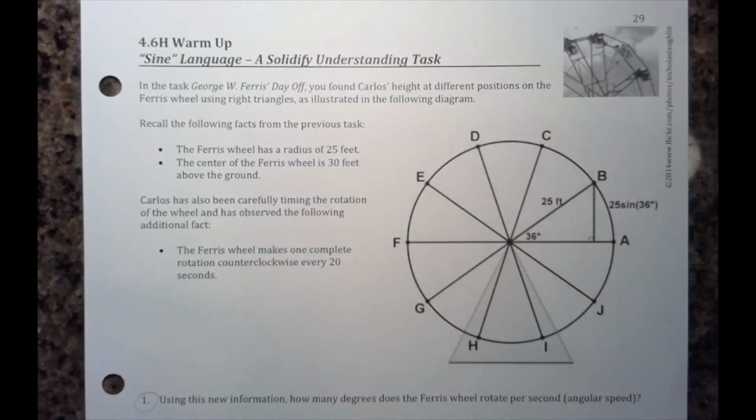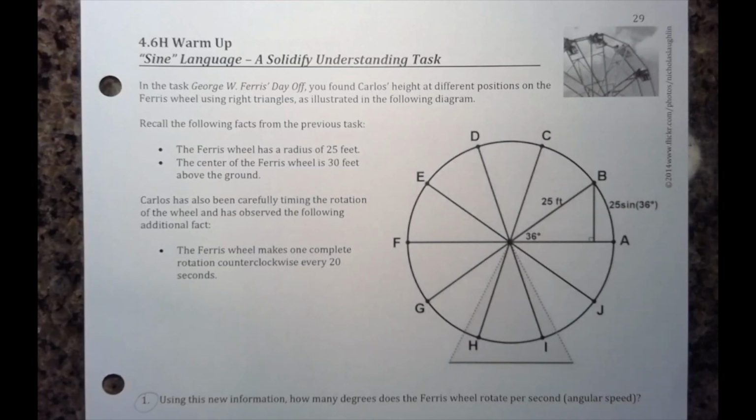So this is task 4.6, the warm-up. It's on page 29. So in the task of George W. Ferris's day off, you found Carlos's height at different positions on the Ferris wheel using right triangles as illustrated in the diagram. Recall the following facts from our previous task.